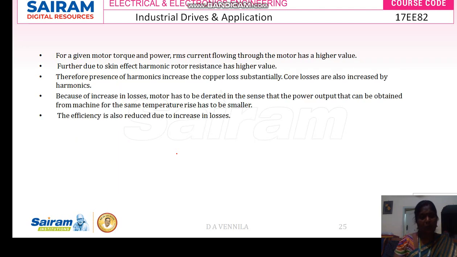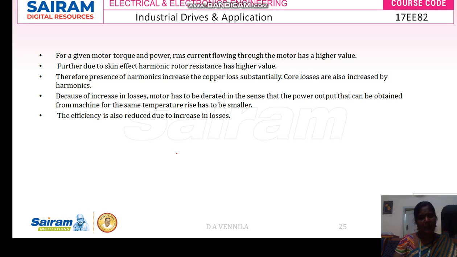Presence of harmonics, what will happen? Higher current will flow. So resistance will increase due to skin effect, and because of that the copper loss will also increase. Copper loss increasing means the I squared R loss also increases. Your core loss will also increase, as the harmonic components have high frequency.